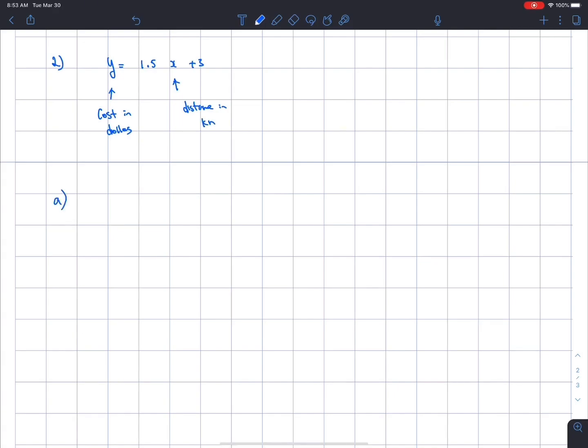Okay, what is the cost to travel 18 km? We just need to let x be 18 because x represents the distance in km. So y equals 1.5 times 18 plus 3. y equals 30. Because 1.5 times 18 should be 27. Yep. So the cost is $30.